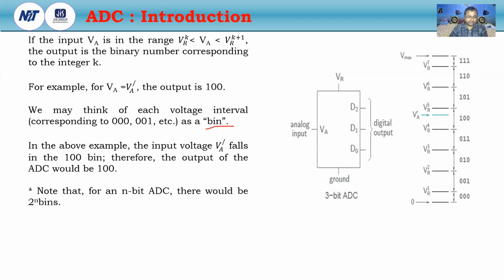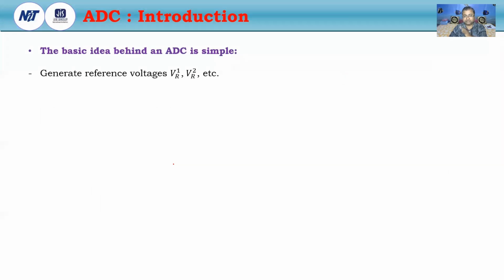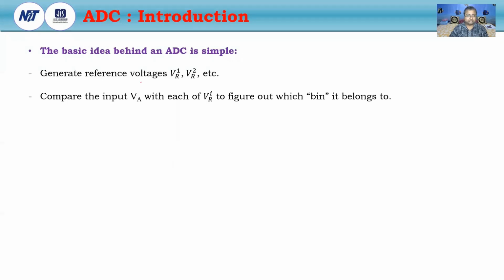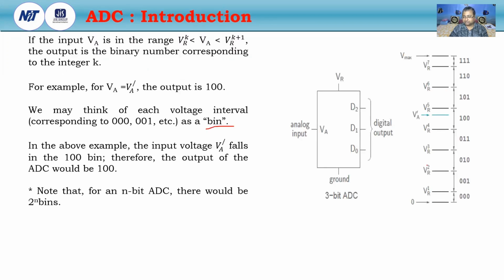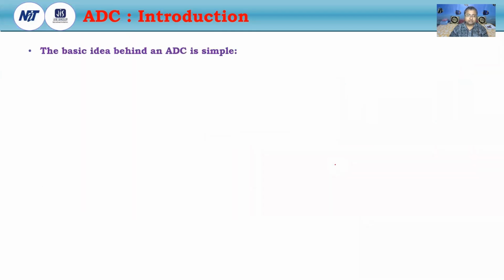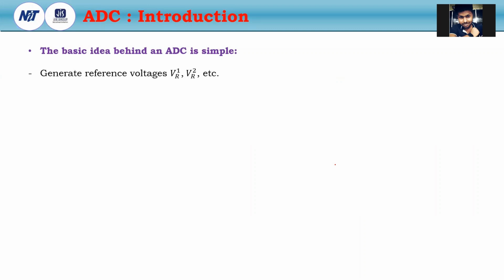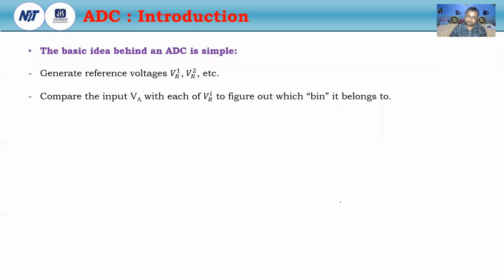Okay? So then, if we come to the example, then it will be very clear. Suppose this is a basic idea behind the ADC. Now generate the reference voltages VR1, VR2 as shown in the figure: VR1, VR2, VR3, VR4 to VR7 for the 3-bit ADC. For N-bit ADC, it should be 2 to the power of N minus 1. Okay? So first generate the reference voltages VR1, VR2, etc. Then compare the input VA with each of the VRK to figure out which bin it belongs to.